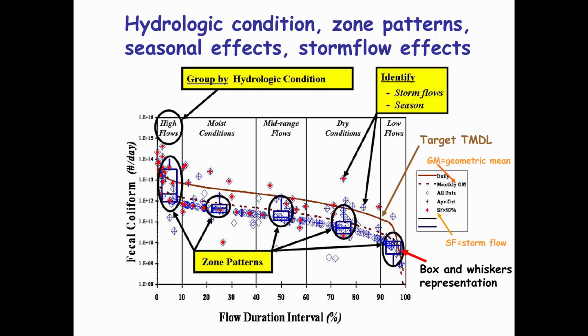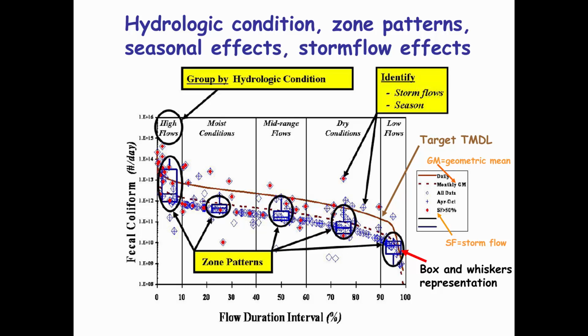The individual diamonds are data points that are collected from grab samples of fecal coliform bacteria. The grab sample is taken, and also a flow measurement is made so that using that flow and the concentration in the grab sample, one can calculate the load associated with that. And these are plotted on the same graph as the target load duration curve.